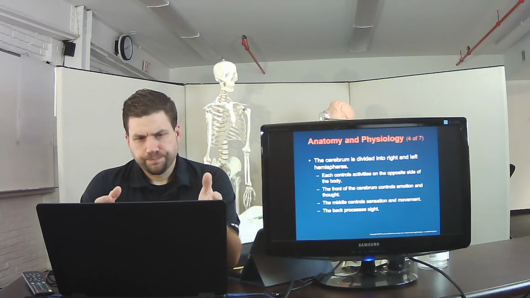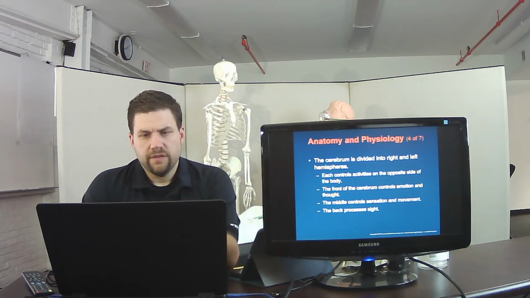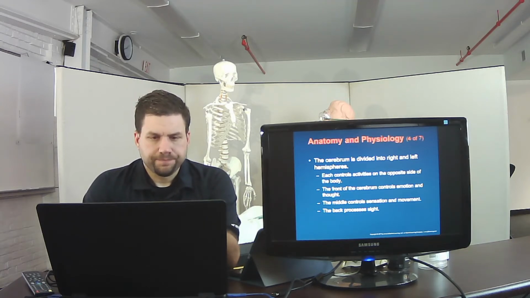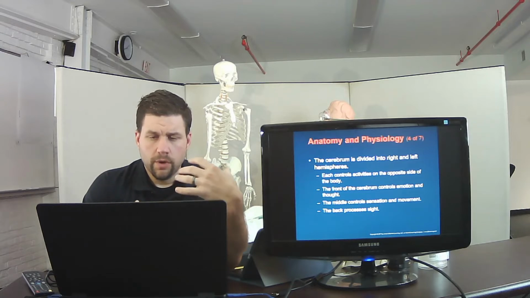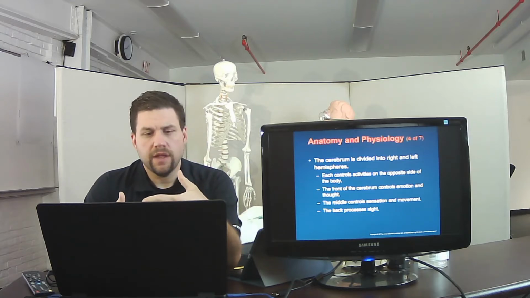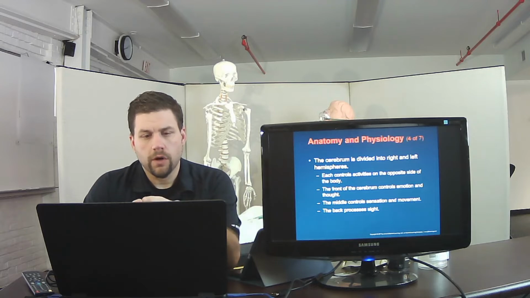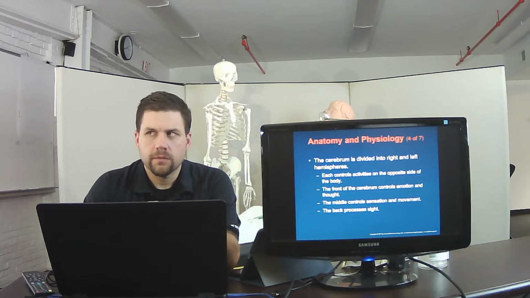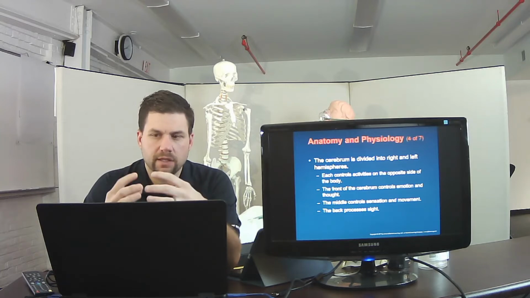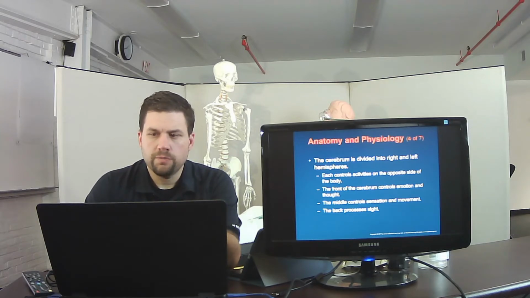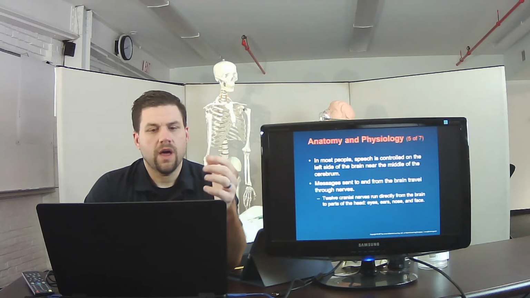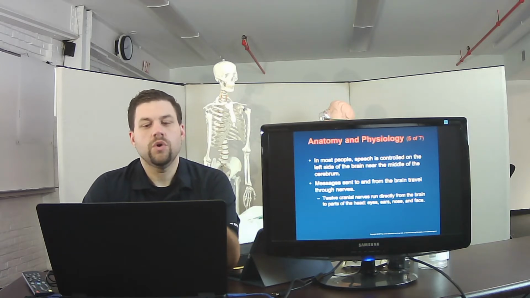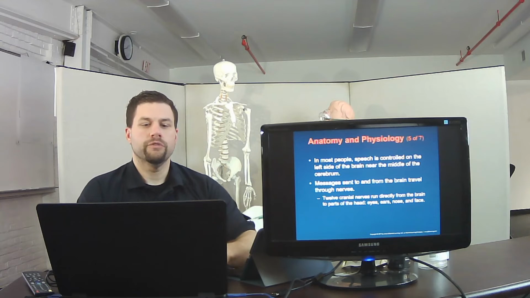So each side controls activities on the opposite side of the body. The front of the cerebrum controls our emotion and thought. The middle part controls our sensation and our movement, and the back controls our sight. So in most people, speech is controlled on the left side of the brain, nearer to the middle of the cerebrum. Messages that are sent to and from the brain travel through our nerves.